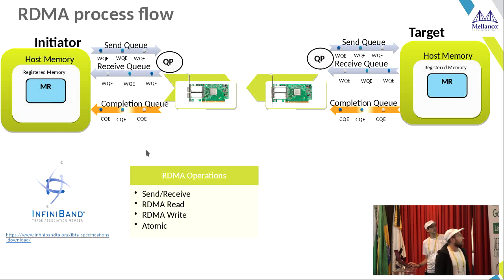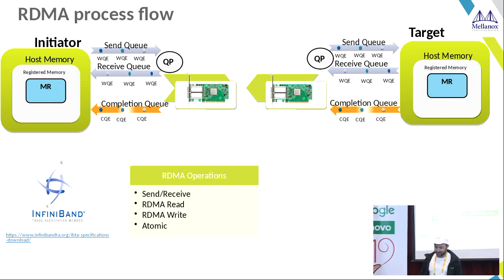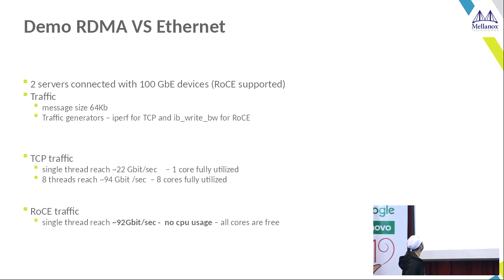The most common RDMA operations are send/receive, RDMA read, RDMA write, and atomics. There is also the InfiniBand spec. I put a link for the InfiniBand spec if someone would like to read it, so you can download and read. Now we are going to see a demo of RDMA versus Ethernet.